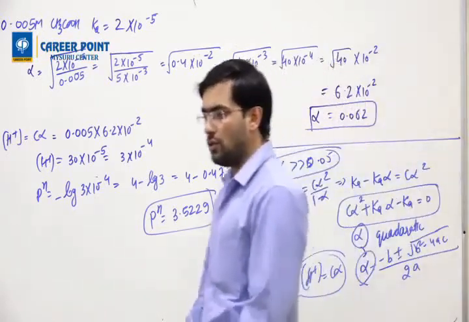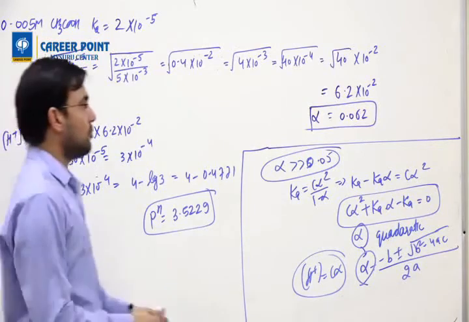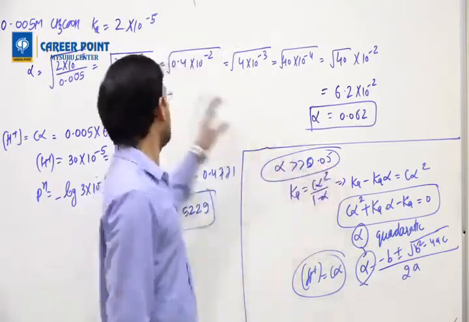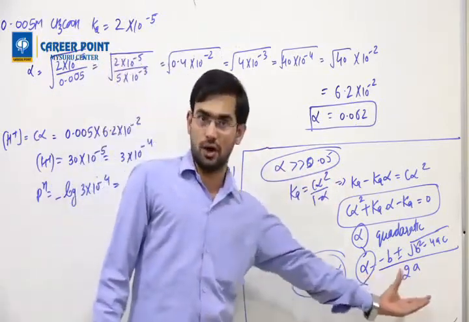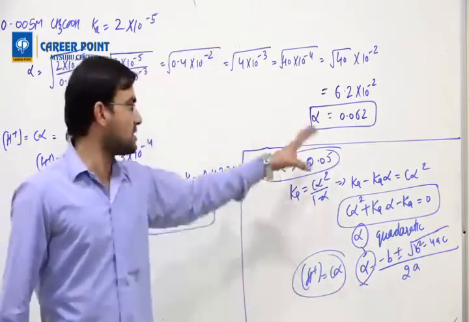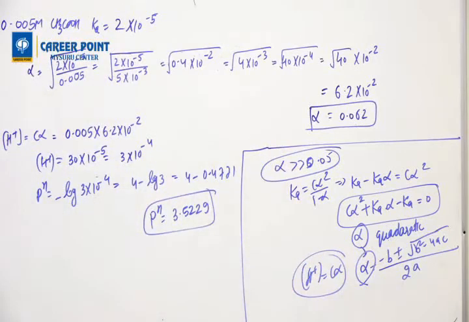So the rule here is, if alpha is a very high value, greater than 0.05, then you can't use alpha equals root K by C. Then you will solve for alpha with this quadratic equation. Then you will get the alpha, then you will get H plus. Okay, that's how it will happen for a weak acid.